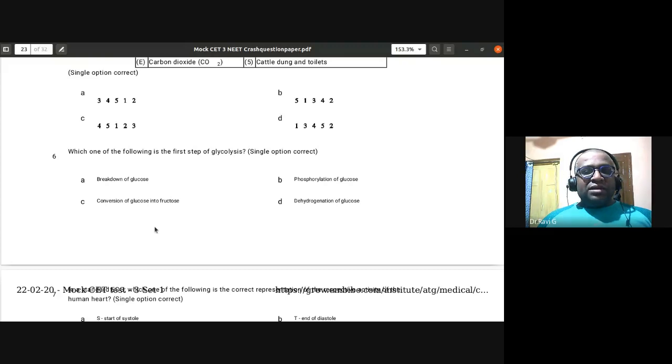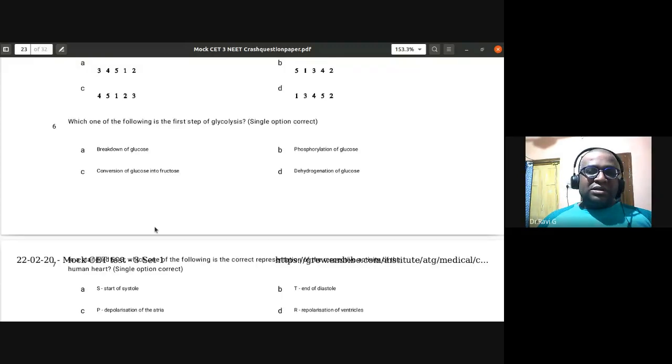Which one of the following is the first step of glycolysis? Is it breakdown of glucose, phosphorylation of glucose, conversion of glucose into fructose, or dehydrogenation of glucose? So the sixth one, the answer is phosphorylation of glucose. The first step of glycolysis, or EMP, Embden-Meyerhof-Parnas pathway, is phosphorylation of glucose. That is the first step. So glucose becomes glucose 6 phosphate. That is the first step involved in glycolysis.